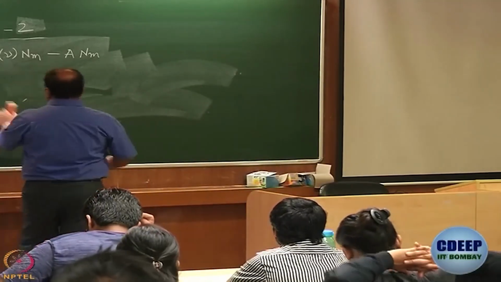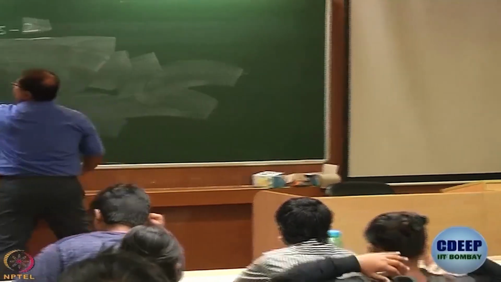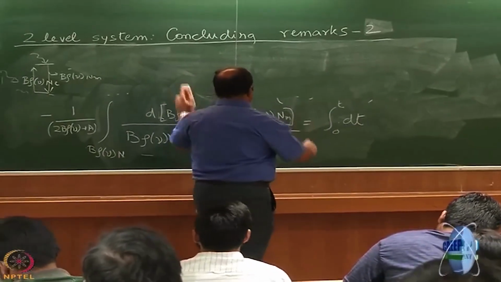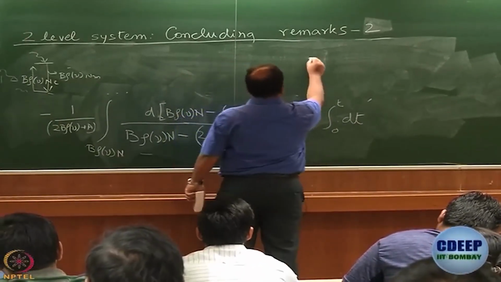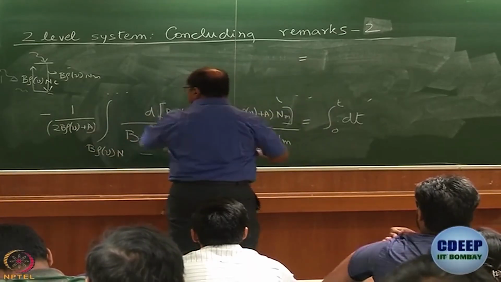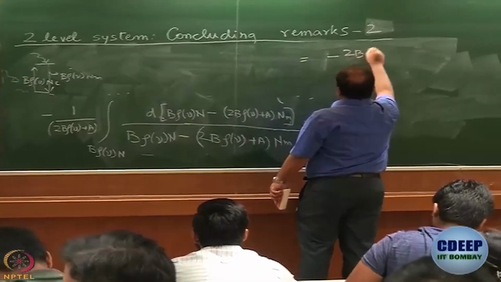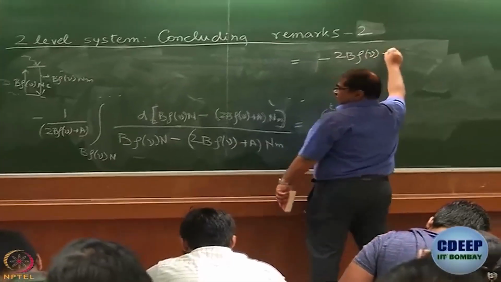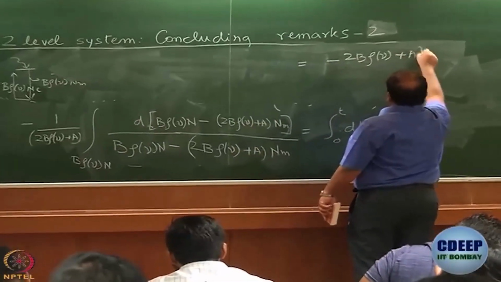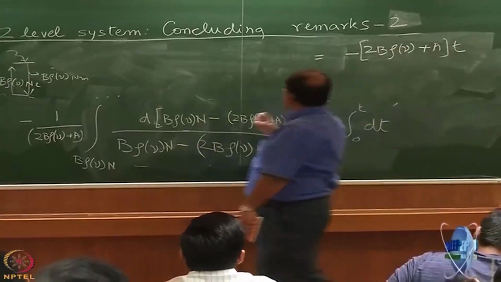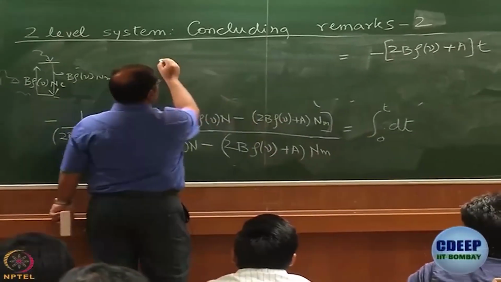Okay, so what do I get here? I can erase all this, isn't it? The right hand side is very easy. What is the right hand side? I can take this up to there: minus (2b rho nu plus A) multiplied by T. That is very easy. Even the left hand side is easy.